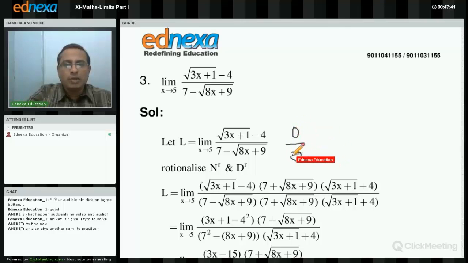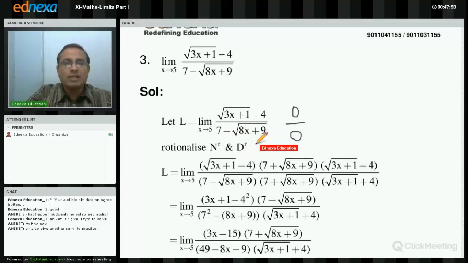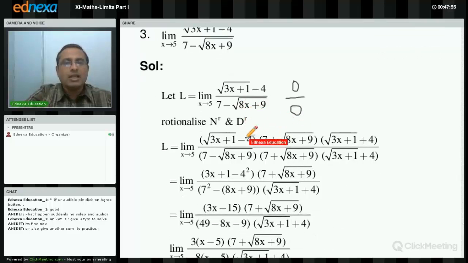Put x equal to the limiting value, which is 5. So 15 plus 1 is 16. Its root is 4. 4 minus 4 is 0. What about the denominator? 8 into 5 is 40, plus 9 is 49. Its square root is 7. 7 minus 7 is 0. So in this case, you have to rationalize the denominator and the numerator also.